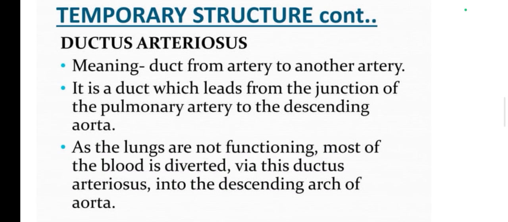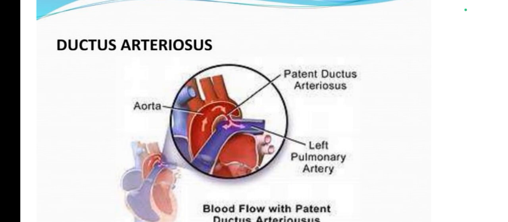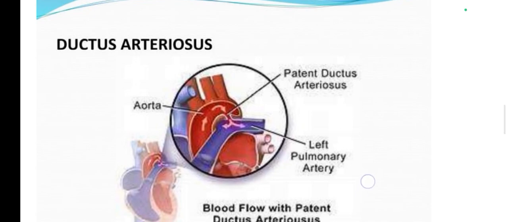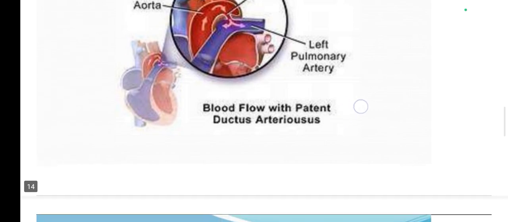Ductus arteriosus, meaning from one artery to another artery. It is a duct which leads from the junction of the pulmonary artery to the descending aorta. As the lungs are not functioning, most of the blood is diverted via the ductus arteriosus into the descending arch of the aorta. So you can see there is an opening between the aorta and the pulmonary artery, which is called patent ductus arteriosus. So the left pulmonary artery blood flows from the patent ductus arteriosus.